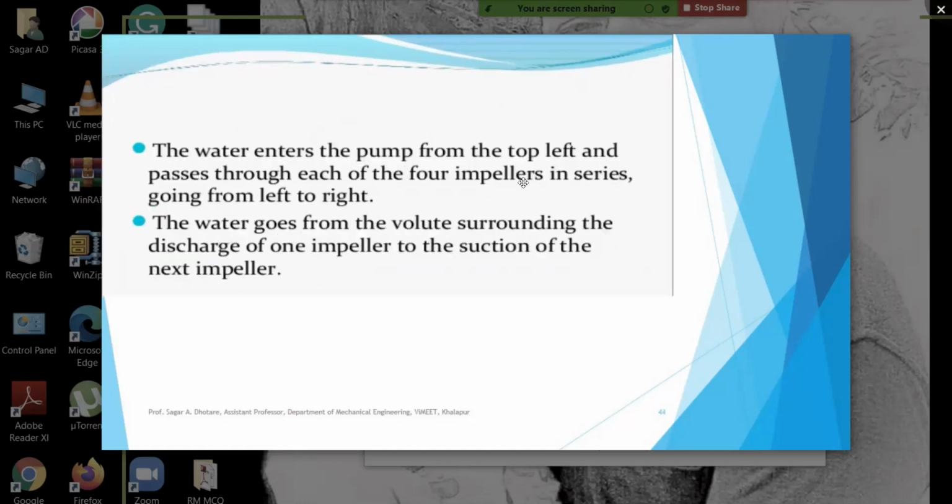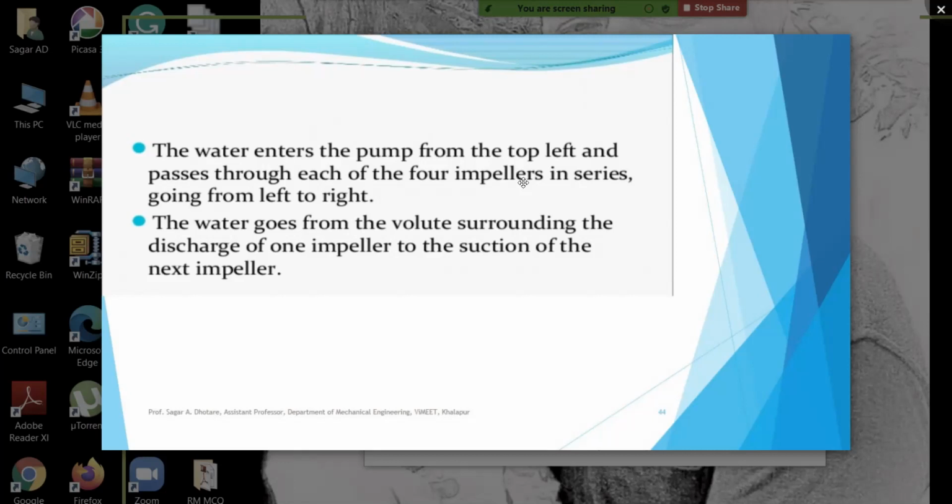So let's see how the water enters the pump from the top left and passes through each of the four impellers in series going from left to right. The water goes from the volute surrounding the discharge of one impeller to the suction of the next impeller. So here the four impellers are attached on a single shaft, so that the development of pressure goes on increasing.